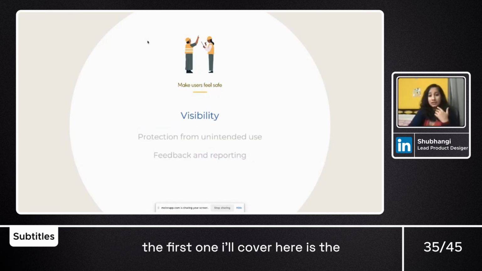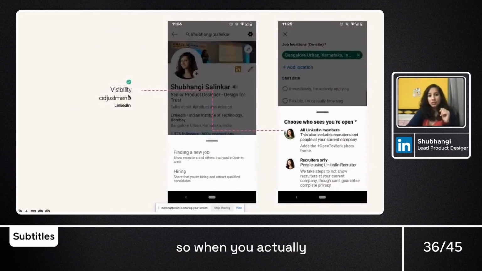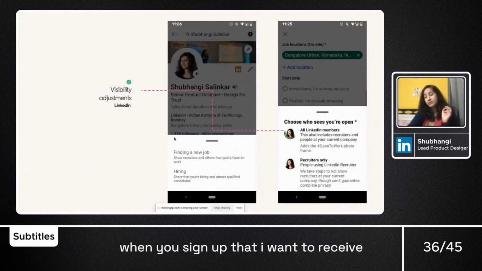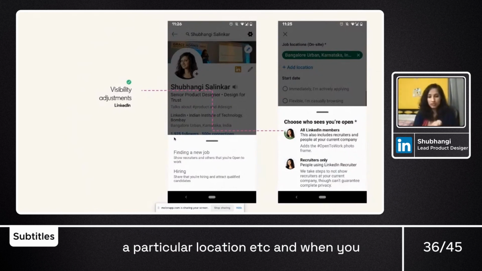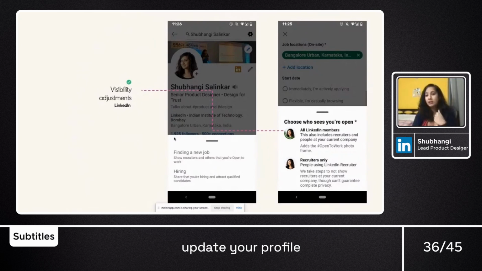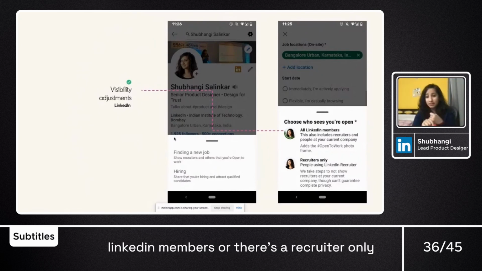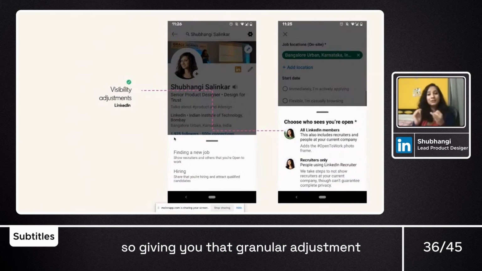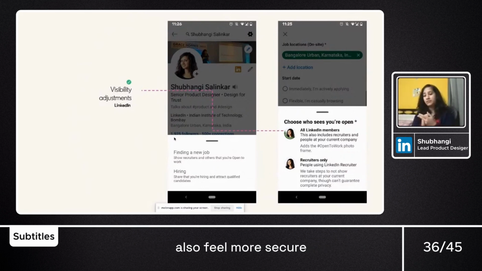The first one I'll cover here is the aspect of visibility. When you add a job update on LinkedIn, that is, when you sign up to receive updates for a particular job role at a particular location, and when you update your profile, you can actually choose who sees that you're open to work. Is it all LinkedIn members or recruiters only? Giving you that granular adjustment right up top, not somewhere deep inside settings, helps you feel safer and more secure.